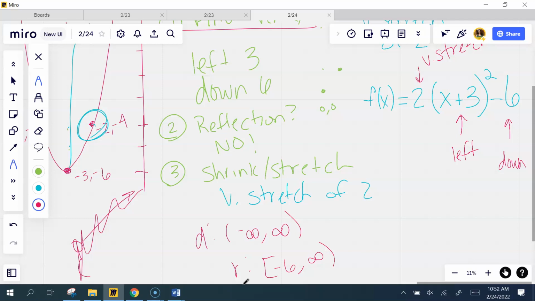So what did we start with in this unit? We started with parent functions, then step function, absolute value, piecewise, and then function transformations will be on the next test. This is the last thing that'll be on this test. Yeah, next week.